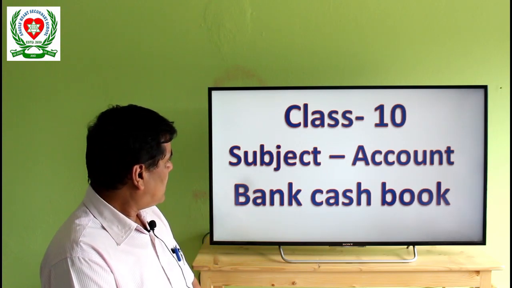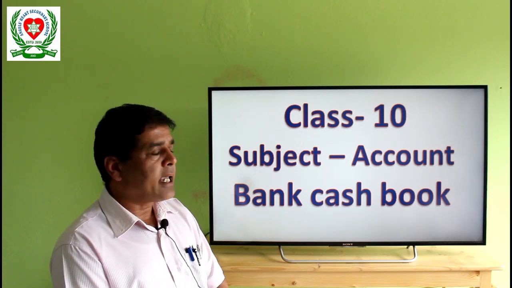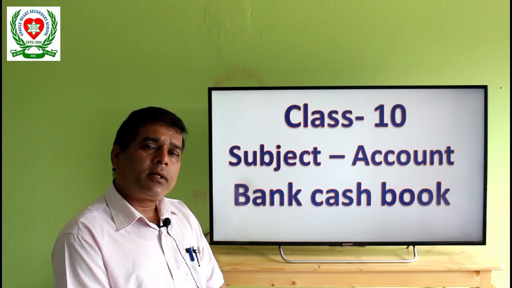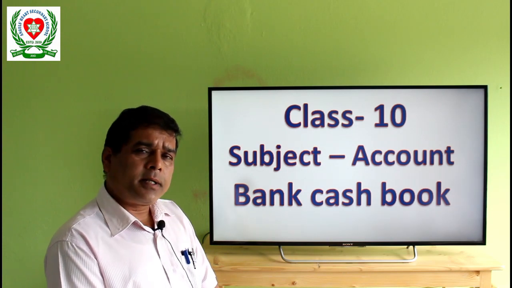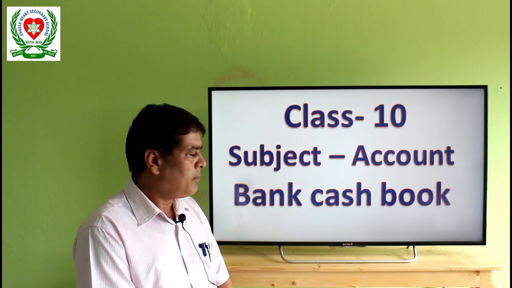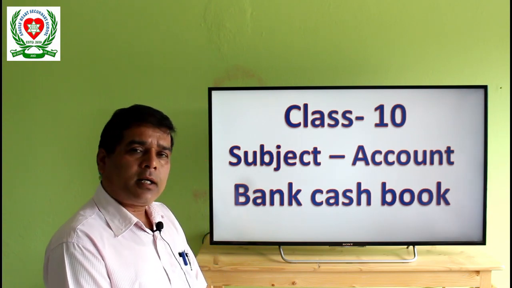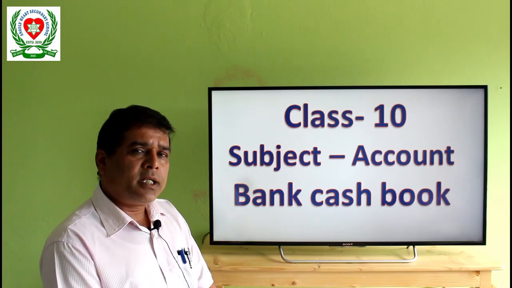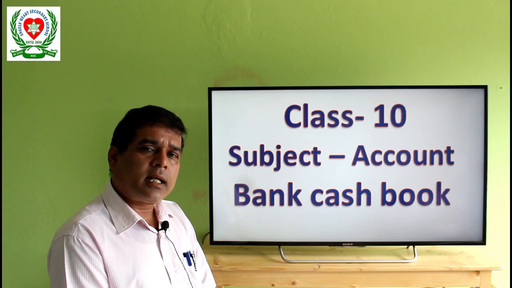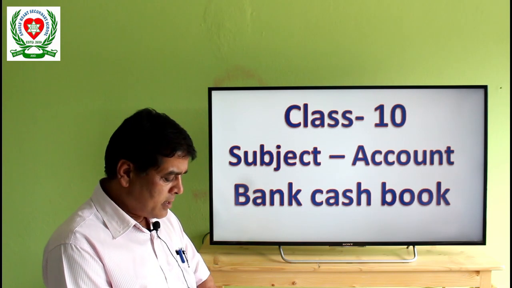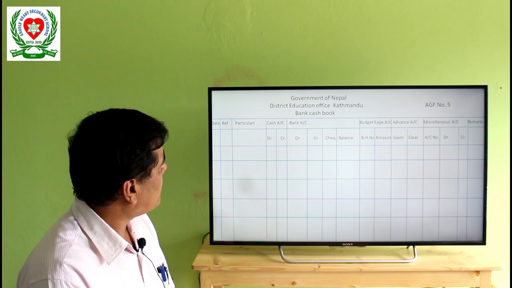Today, I am going to teach bank cash book of class 10. In the operating level offices, after the preparation of journal voucher, they have to prepare bank cash book. In the operating level office, bank cash book is prepared to minimize the misuse and embezzlement of cash. There are 5 accounts and 17 columns in the bank cash book.